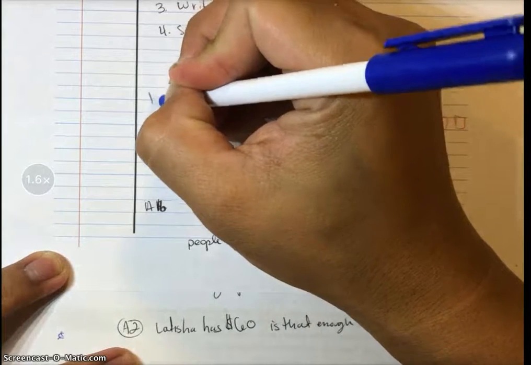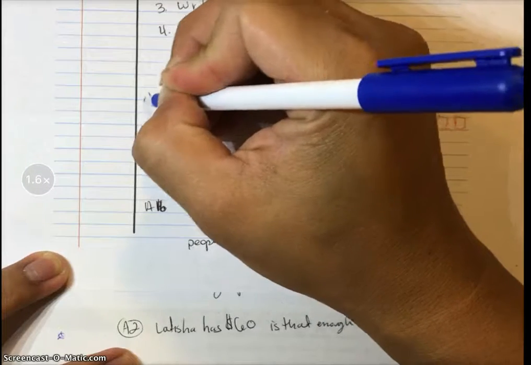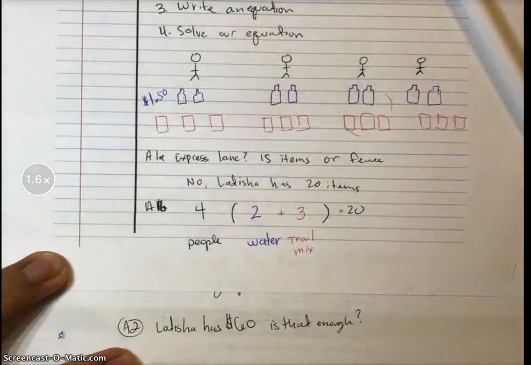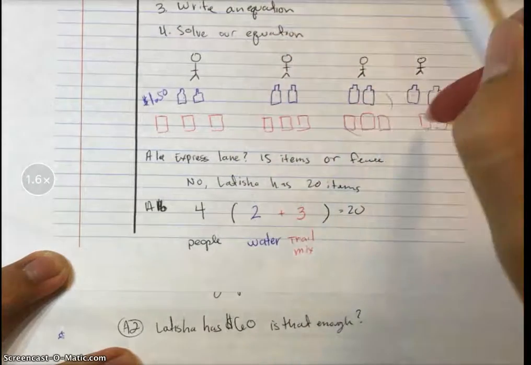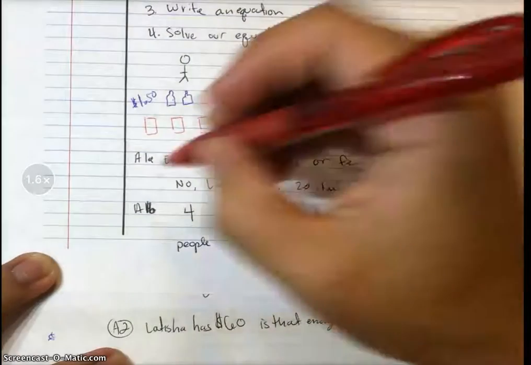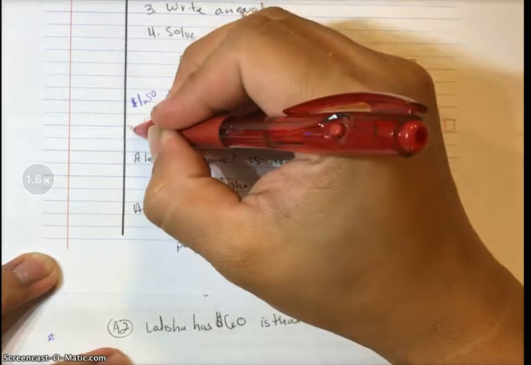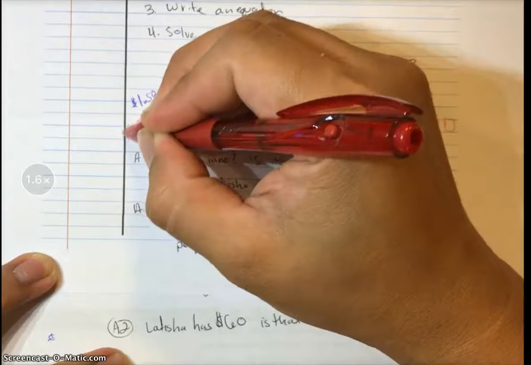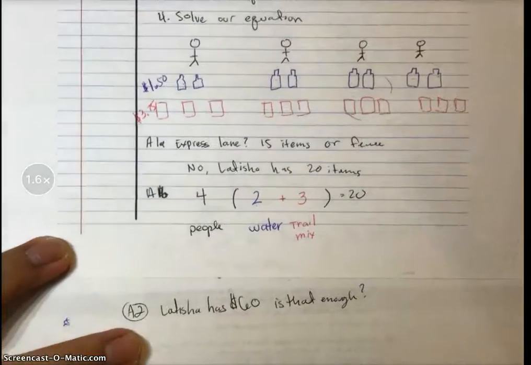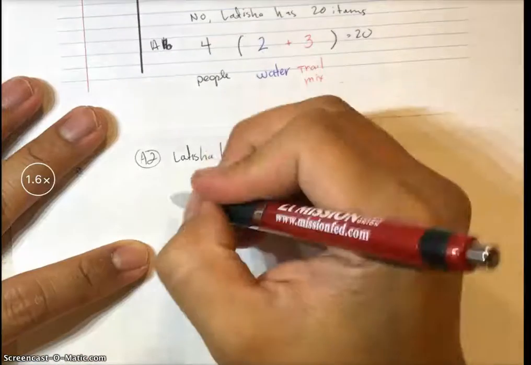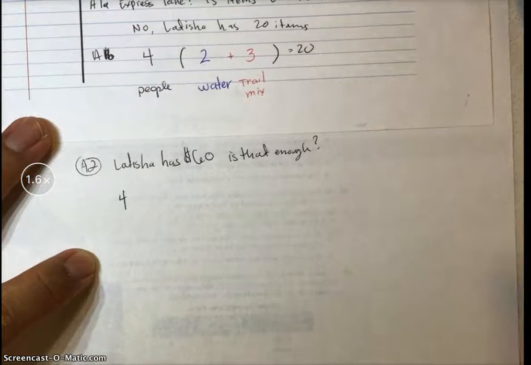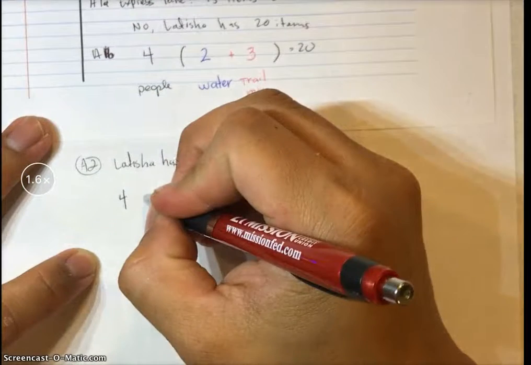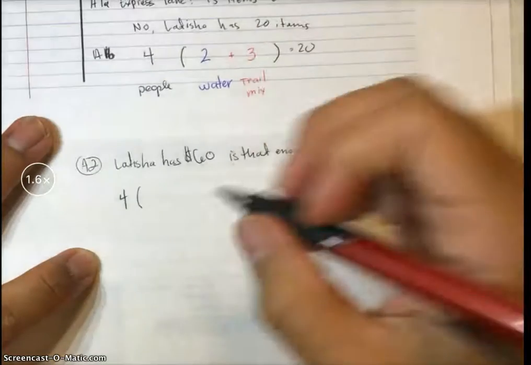So $1.50 each. And here she has 3, 6, 9, 12 bags of trail mix, and in the question it says those are $3.75 each. So let's make an equation. Okay, there are 4 people, and each person gets 2 bottles of water. So I'm going to multiply that by 2 bottles of water.